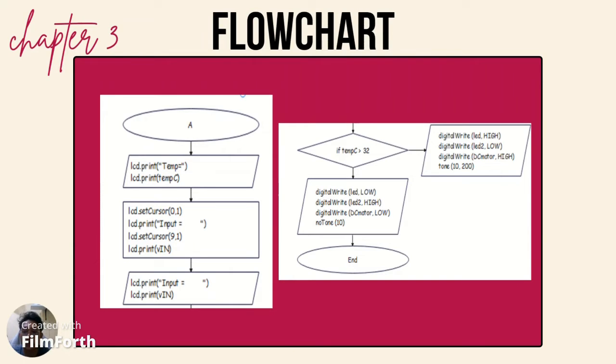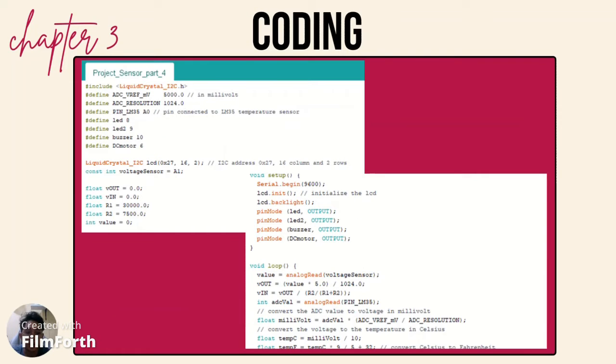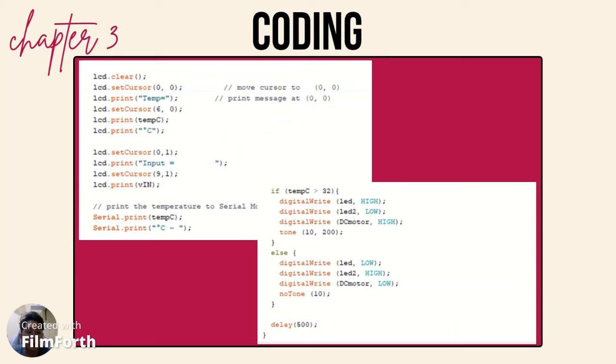Okay, if the temperature is 32 Celsius or more, the red LED turns on and the green LED turns off. The DC motor starts and the buzzer will buzz. It all happens until the temperature cools down to below 32 Celsius. So this is our coding.